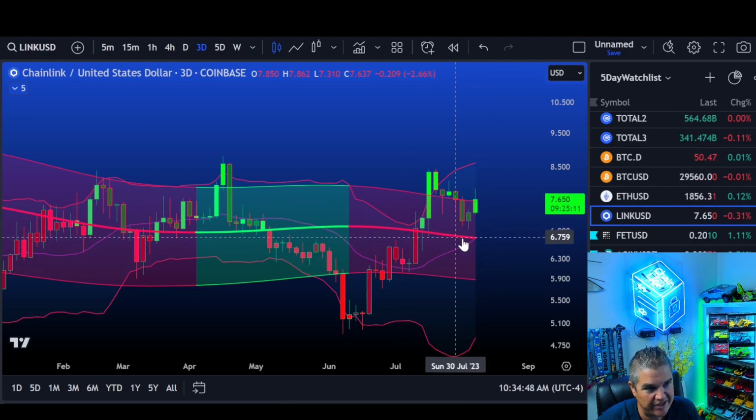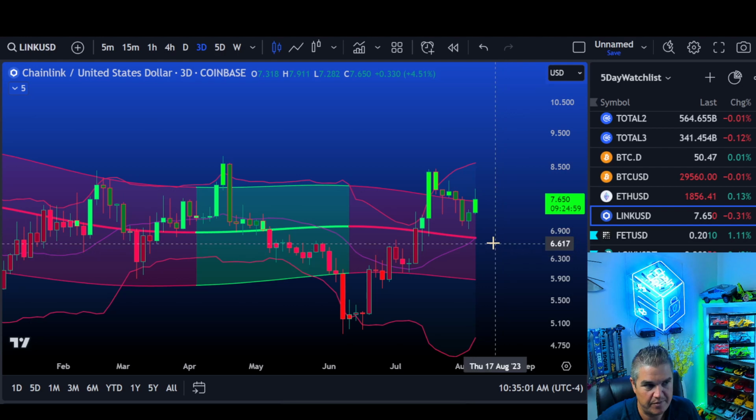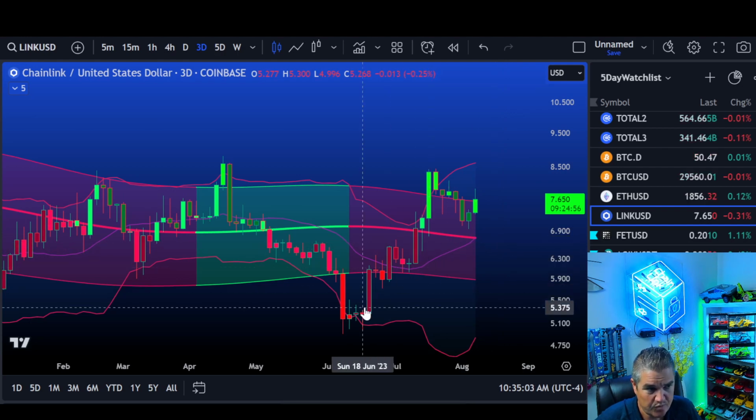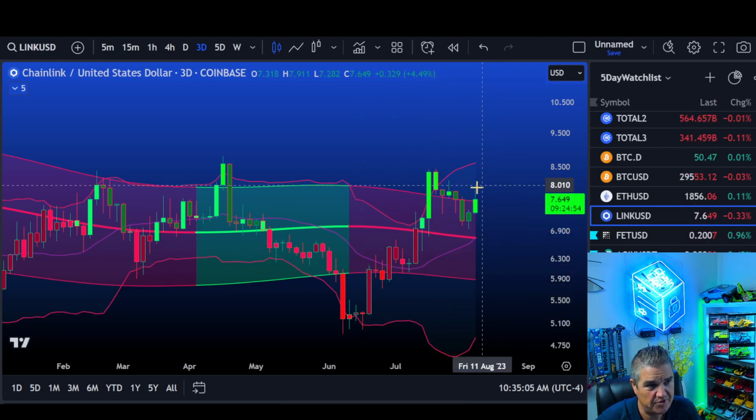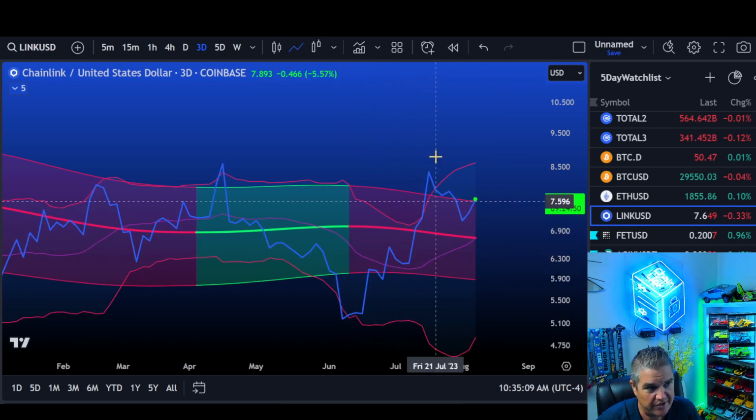All we would need to be doing is holding above the median line in the Gaussian. And coincidentally, the Bollinger Bands on the 3-day are right there as well. So if we close back below 675 for Chainlink, the bears are coming back out in a little bit bigger fashion. On the 3-day chart, we're still in this uptrend. We're still maintaining higher highs and higher lows. So the 3-day chart is still looking better than the daily.